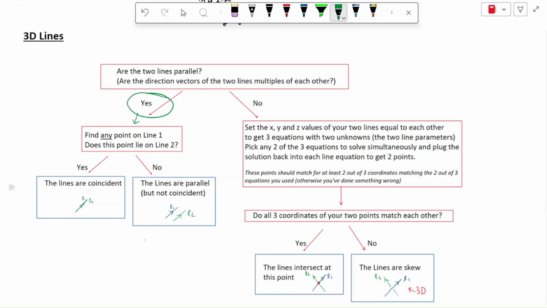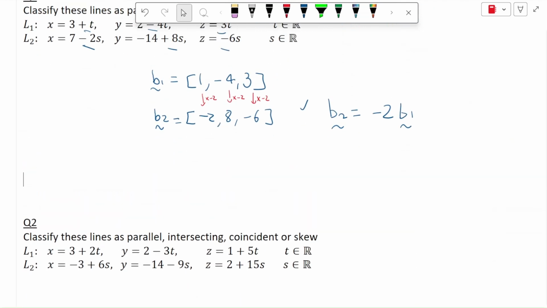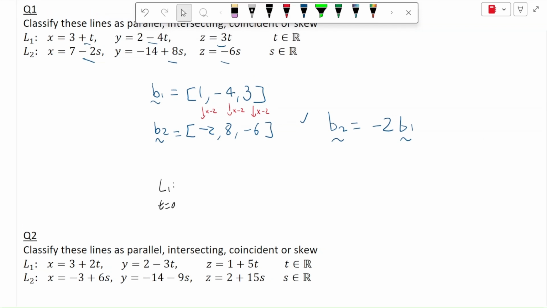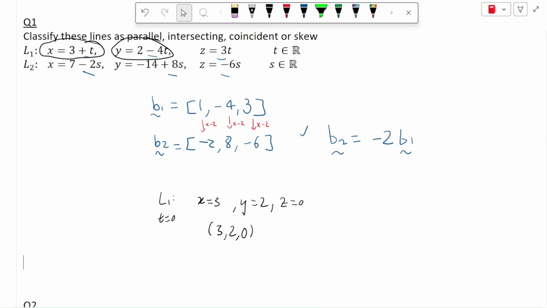Now, find any point on line 1. Does this point lie on line 2? So let's just pick a random point on line 1. I'm going to pick the point where t equals 0 because that's often the easiest one to pick. So when t equals 0, I get x is 3 plus 0, y is 2 take 0, and z is 0. So we get 3, 2, 0. Now, the question that we ask ourselves is: is 3, 2, 0 on line 2?